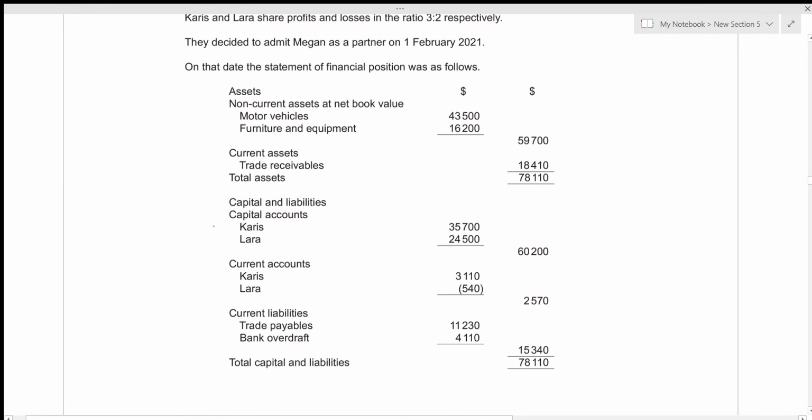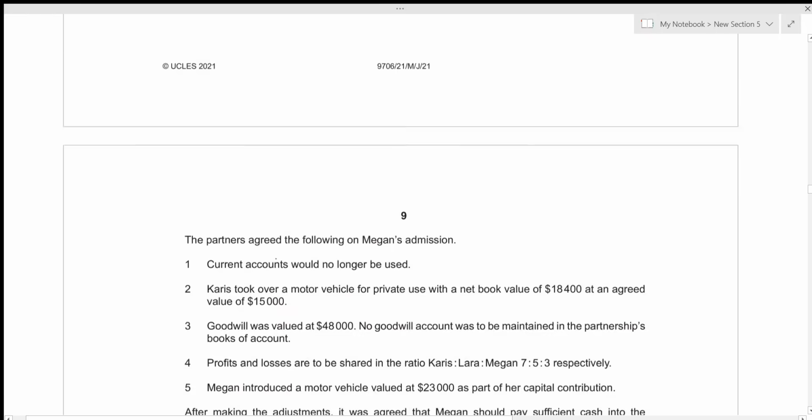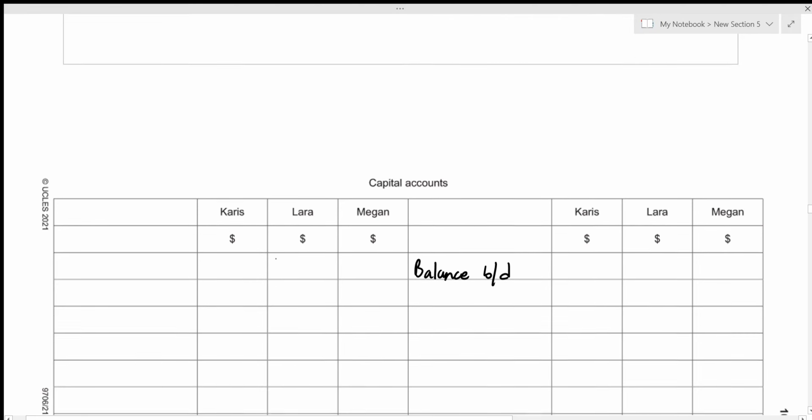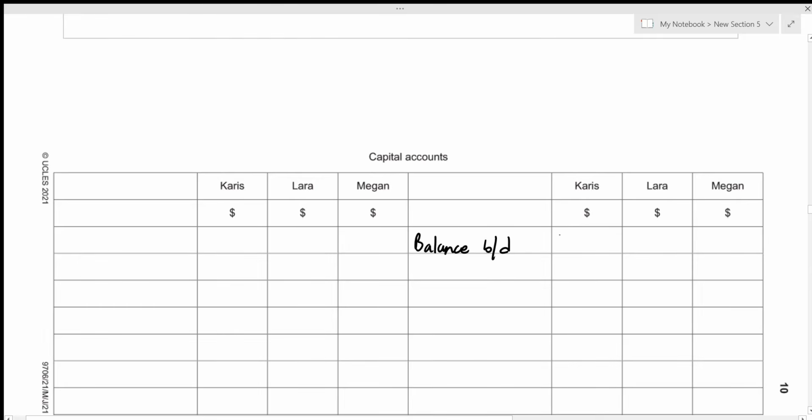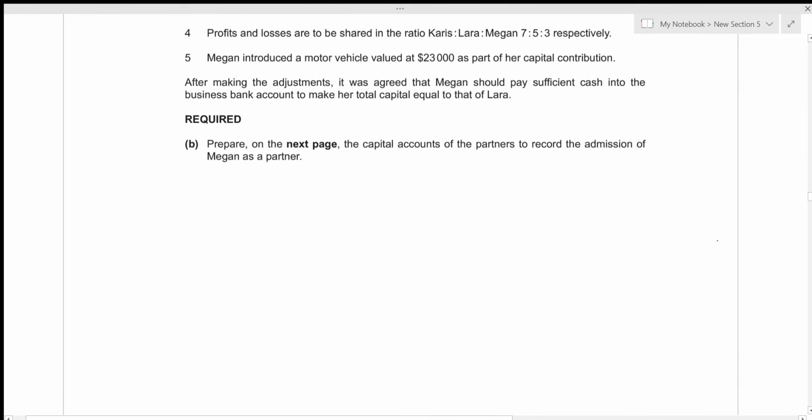So we're given the capital accounts right here for Karius and Lara. So that's 35,700 and 24,500. Let's write that down. Now let's see the terms of partnership.